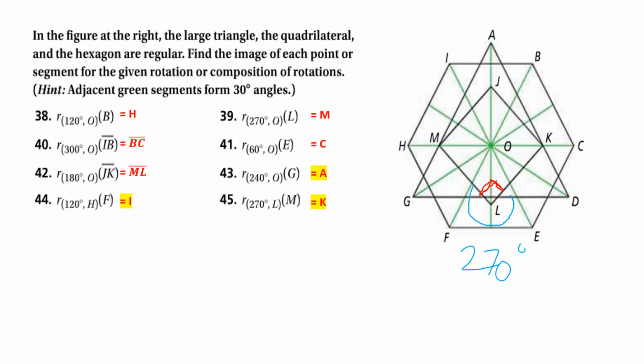I got K for this one. I'm starting at M and going almost all the way around, but not the 90 degrees, which gives me 270. So I'm just going all the way around there, and we end up at K.